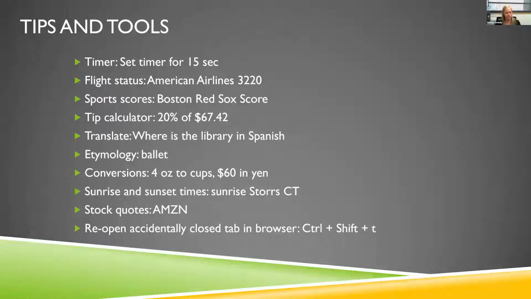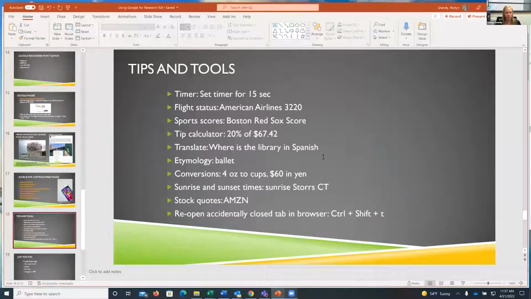These are just a few tips and tools that you may be aware of. You can set a timer on Google and it will actually beep when the time is up. You can do a stopwatch, look at a flight status, see the score of your favorite sports team. There's a calculator for tips or other functions. Basic translations, Google is pretty decent with.